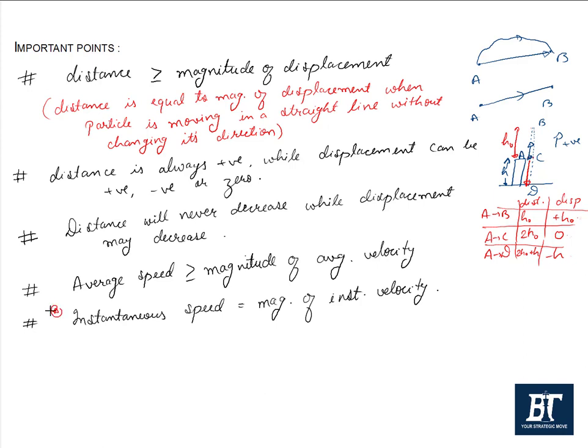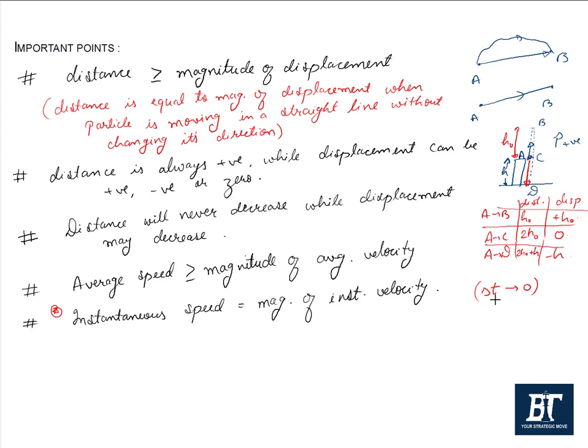So the last but the most important point is that instantaneous speed is always equal to the magnitude of instantaneous velocity. To understand instantaneous speed and instantaneous velocity, we first have to understand how we define an instant. An instant is a time interval which is very close to 0, not equal to 0, but close to 0, or we say that the time interval is tending to 0.